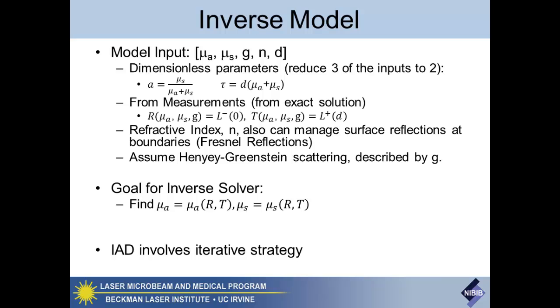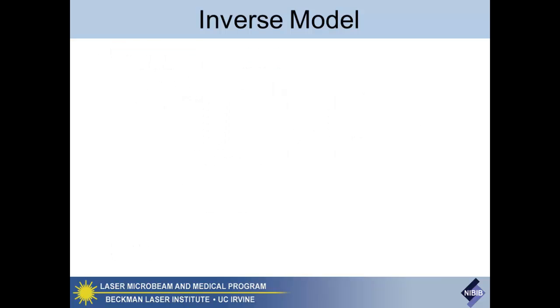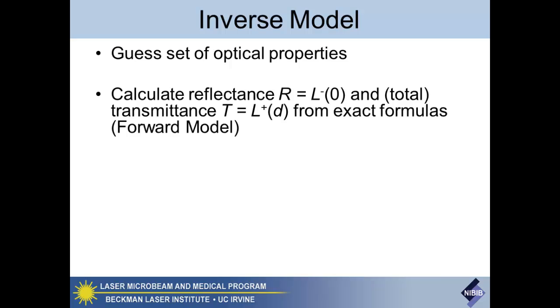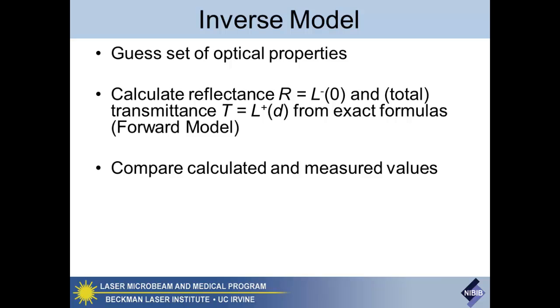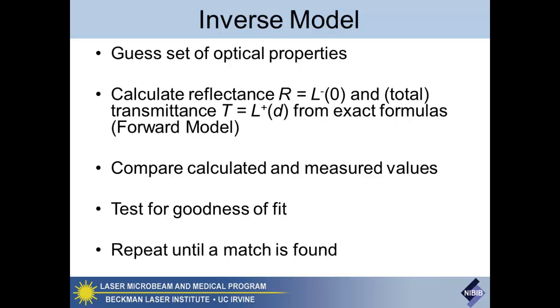So inverse adding doubling as a technique involves an iterative strategy, and these are the steps. First, guess a set of optical properties. Calculate what the reflectance and transmittance would be from your forward model for those specific optical properties. Compare the calculated values to the measured values you have. Test for goodness of fit, and repeat until you find a match or at least minimize the problem. So that's, in general, the approach for many inverse solvers.